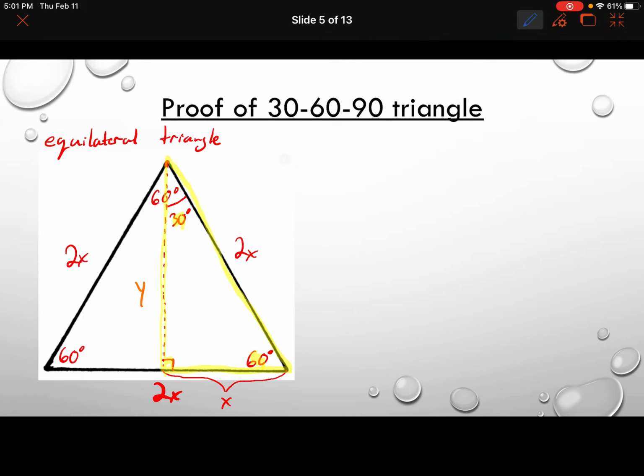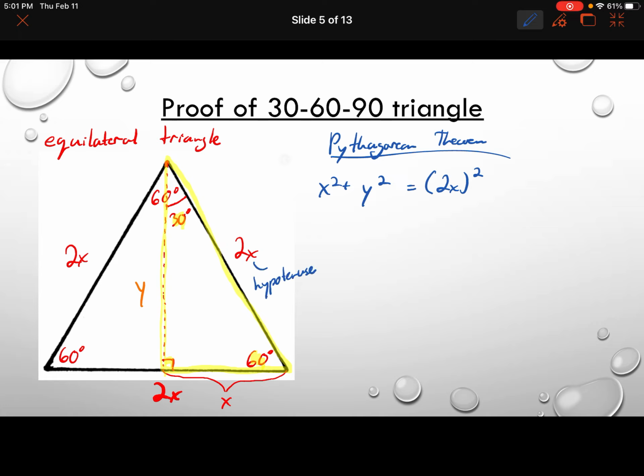So let's set it up just like we did before. Pythagorean theorem: in this case, we have x squared plus y squared is equal to the quantity 2x squared, because don't forget, the longest side is the hypotenuse, so that is why the 2x is on that side of the equation. Remember, we're trying to solve for y. We're trying to get y by itself. So let's see what we can do here. This is just x squared plus y squared.